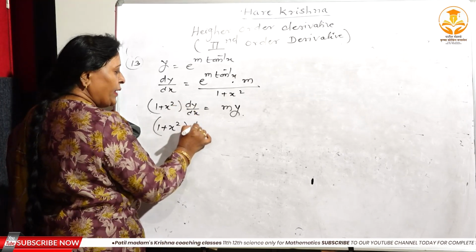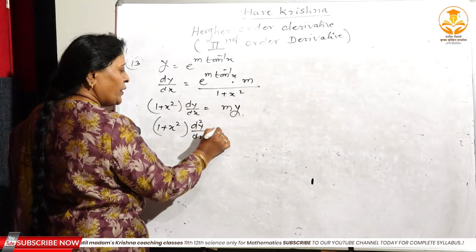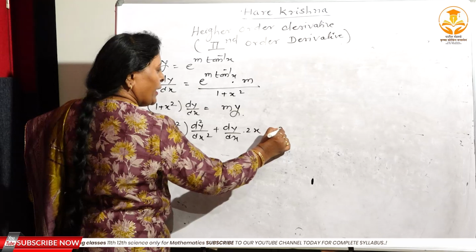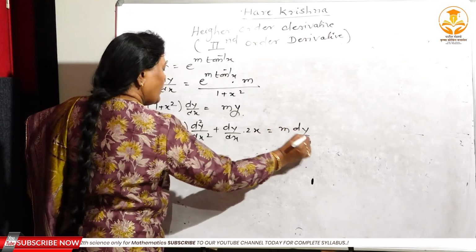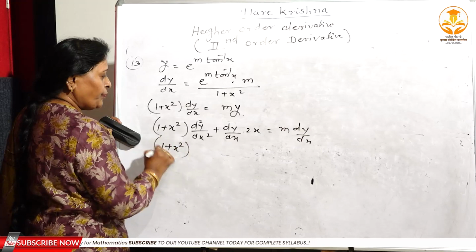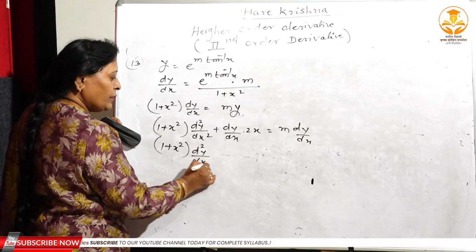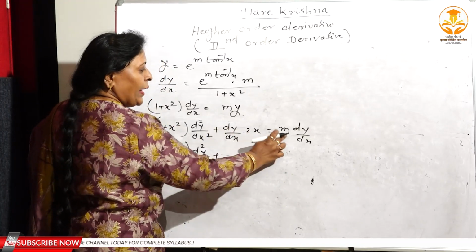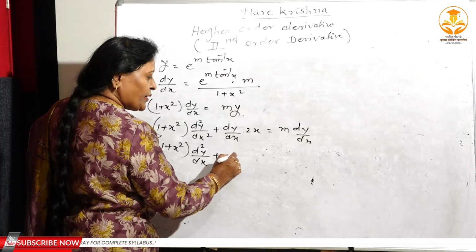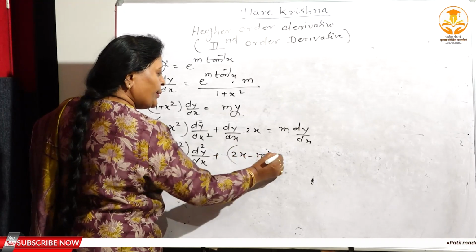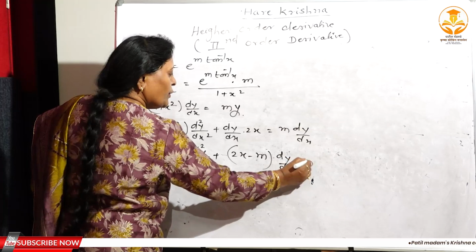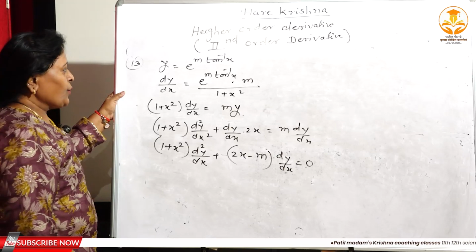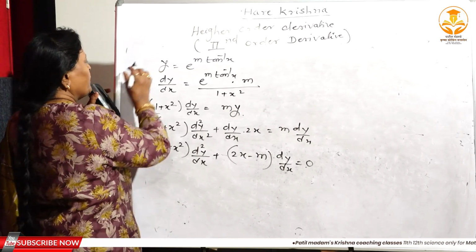Again differentiate: d dx of dy by dx, that is d2y divided by dx square. dy by dx remains as it is, the derivative of x square is 2x, and here m dy by dx. Now 1 plus x square d2y divided by dx square; you can transfer this term, dy by dx into 2x minus m into dy by dx, it is equal to 0. This is the result of the 13th example. Next I will take the 14th one.